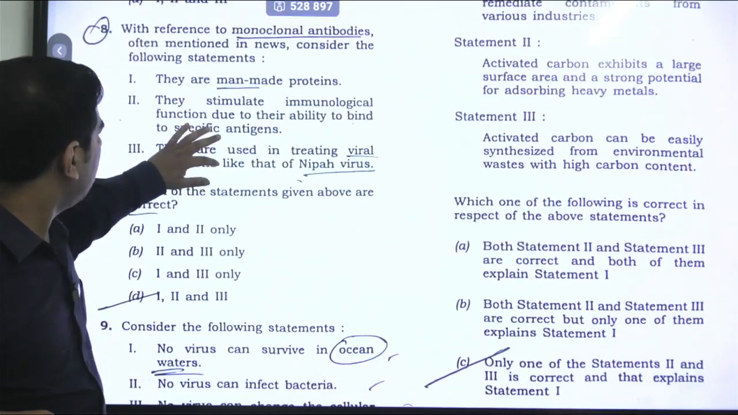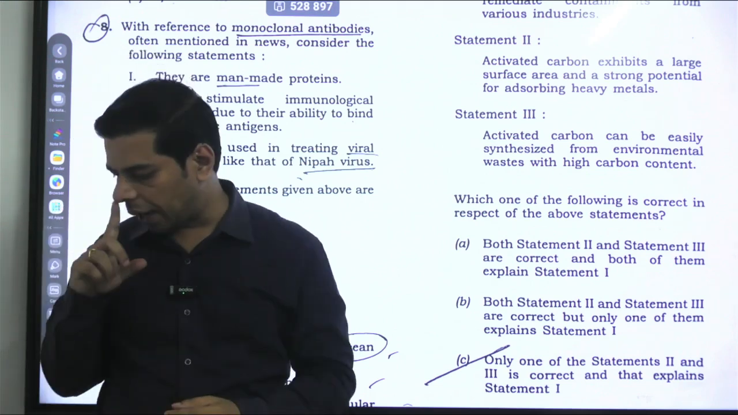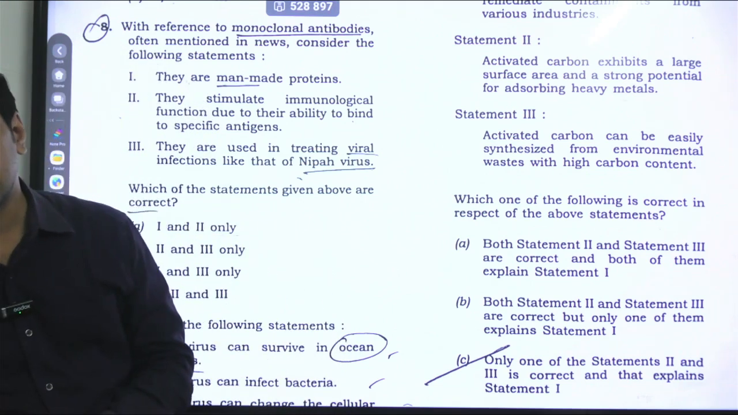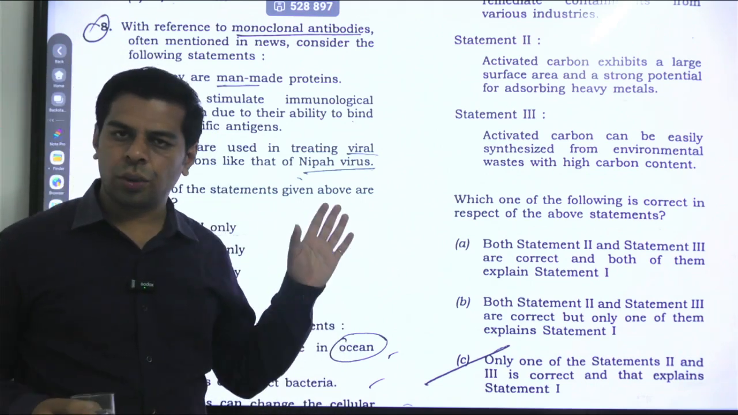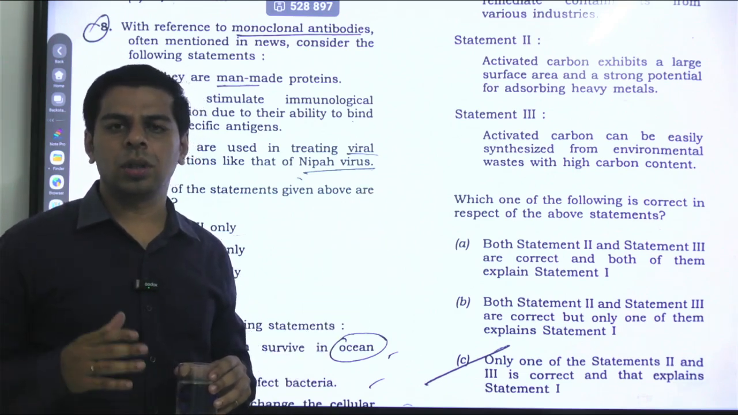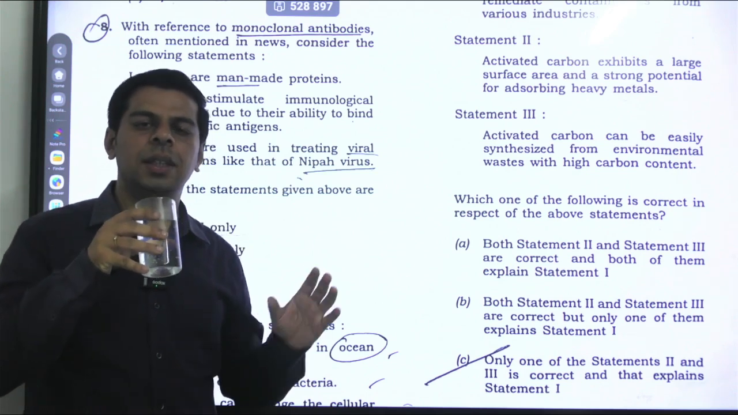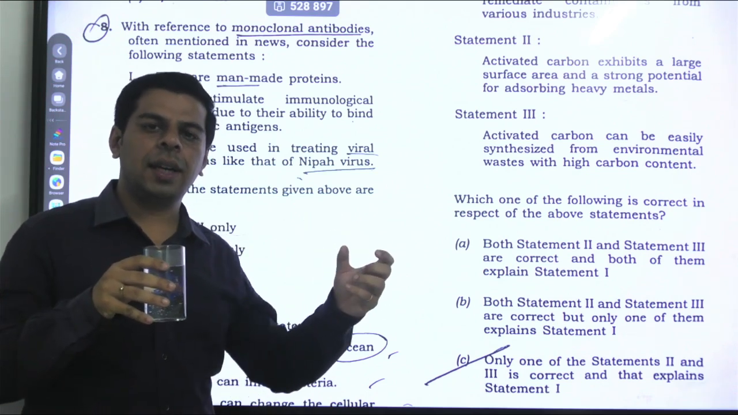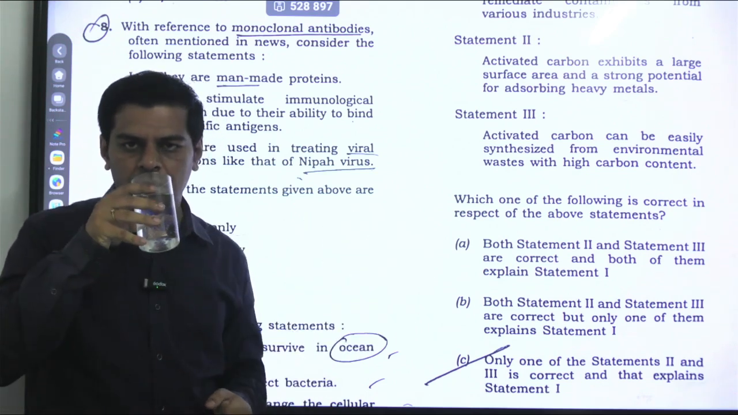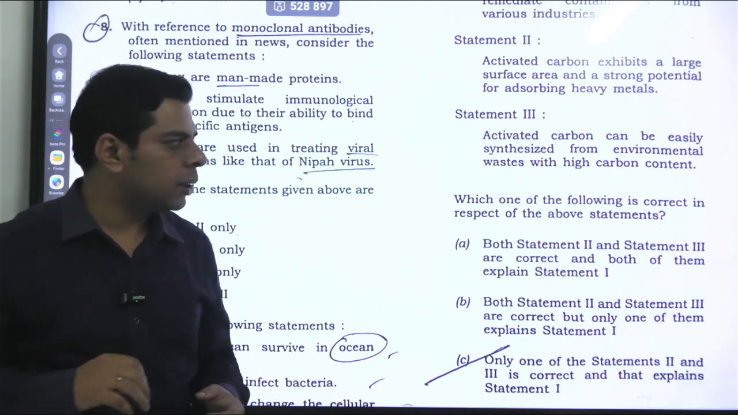Now, monoclonal antibodies is a higher topic which is mentioned in your plus one, plus two biology, and you could say in biotechnology at times this was one of the emerging topics. At times it only appears sporadically now because more controversial topics like stem cell and gene editing are in the news. But this is a traditional topic which made headlines even during the COVID phase as well. So this time they have tried to once again ask this particular theme.